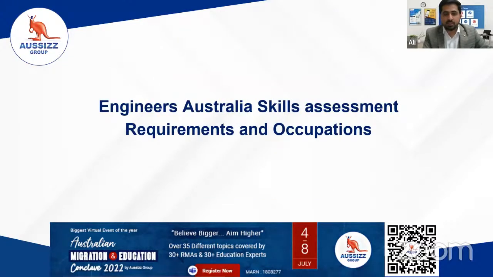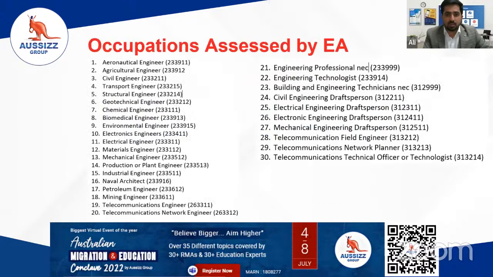Now, starting with Engineers Australia, their requirements and occupations. These are a few of the occupations that are assessed by Engineers Australia. It includes professional occupations, starting with aeronautical engineers, civil engineers, structural engineers, mechanical, electrical, materials, and so on. There is a whole list of professional occupations, as you can see on the left side.